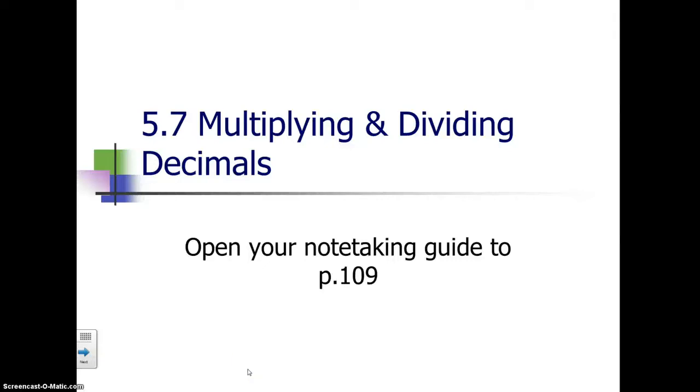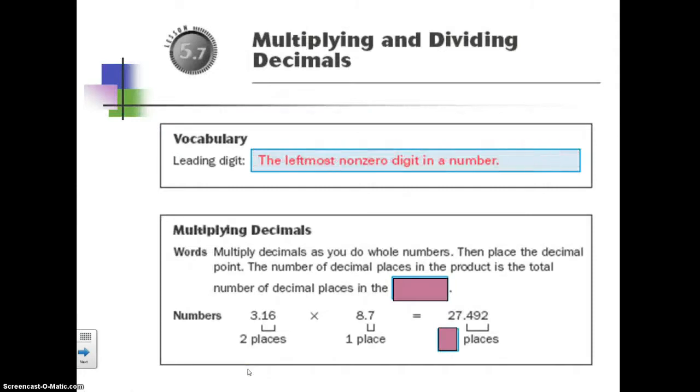Lesson 5.7, Multiplying and Dividing Decimals. The leading digit is the leftmost non-zero digit in a number. For example, if you had the number 23 and 5/10, the leading digit would be 2. If you had the number 54 thousandths, the leading digit would be 5. It's the leftmost non-zero digit in a number.